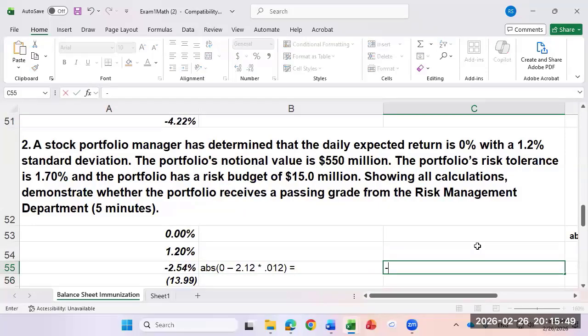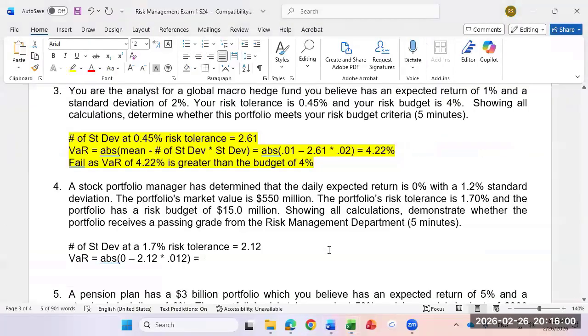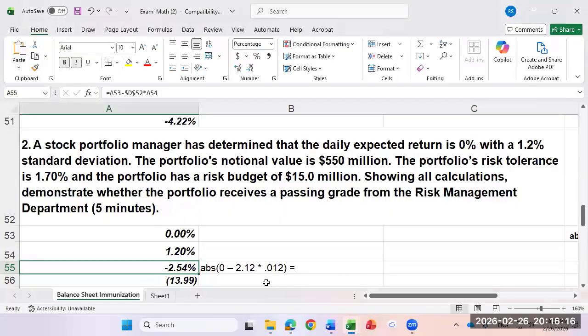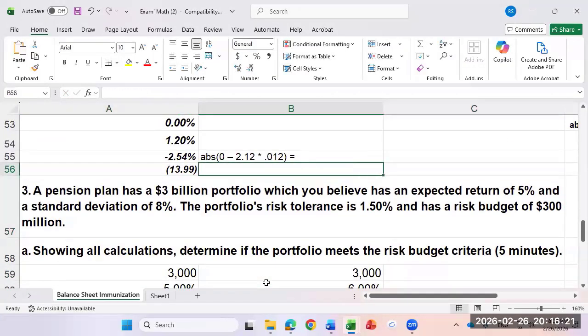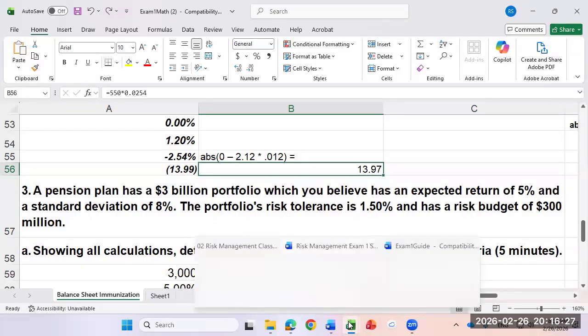So minus 2.12 times 0.012 gives you 2.54%. And rounding's okay. But here the risk budget's in dollars. So the VAR in dollars is going to equal the portfolio, 550 million times 0.0254. You get 13.9, or if you round it up, 13.97.